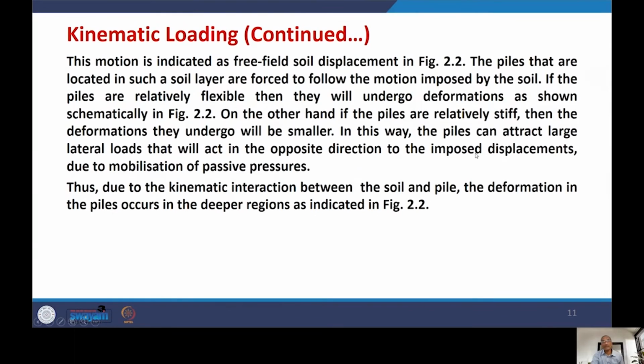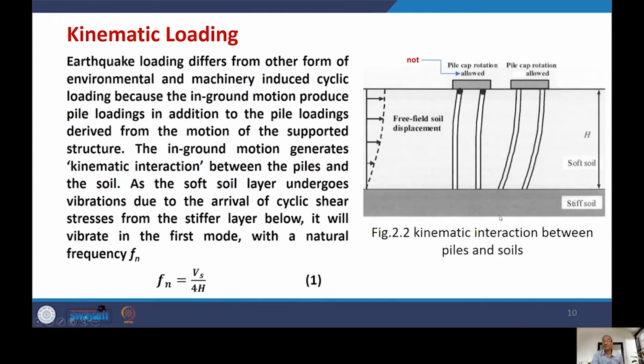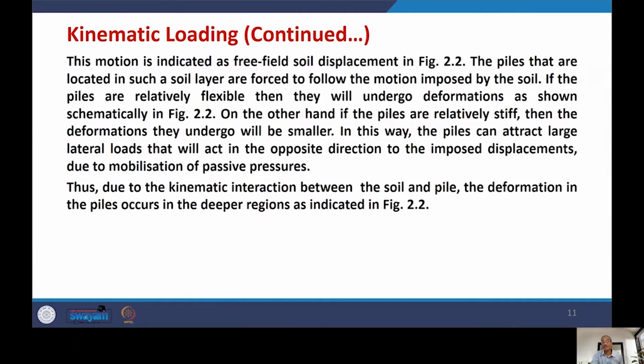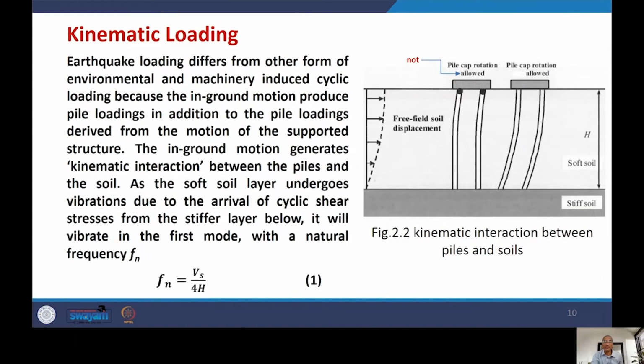In this way, the piles can attract large lateral loads that will act in the opposite direction to the imposed displacement due to mobilization of passive pressures. Hence, due to the kinematic interaction between the soil and pile, the deformation in the piles occurs in the deeper regions as indicated in this figure. When we talk about the inertial interaction, the difference was that this deformation was occurring in the shallow region, but here the deeper regions will have more effect in the case of kinematic loading.